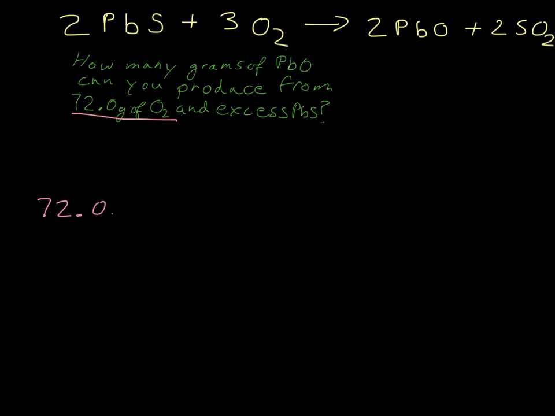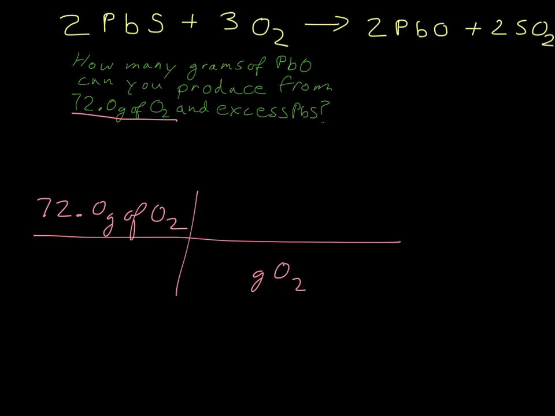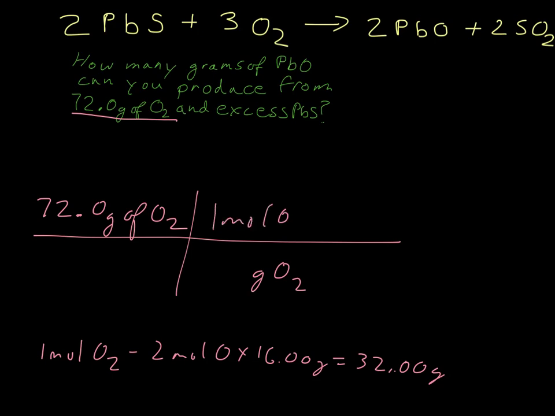72 grams of oxygen. I don't want grams of oxygen, so I'm going to place grams of oxygen where they cancel out. The only thing I ever know about grams is molar mass. If I go to my periodic table, I see that one mole of oxygen contains 2 moles of oxygen atoms at 16 grams each for 32 grams. So 1 mole of oxygen contains 32 grams of oxygen. Ooh, I should have told you to pause me. Pause me. Try this on your own.